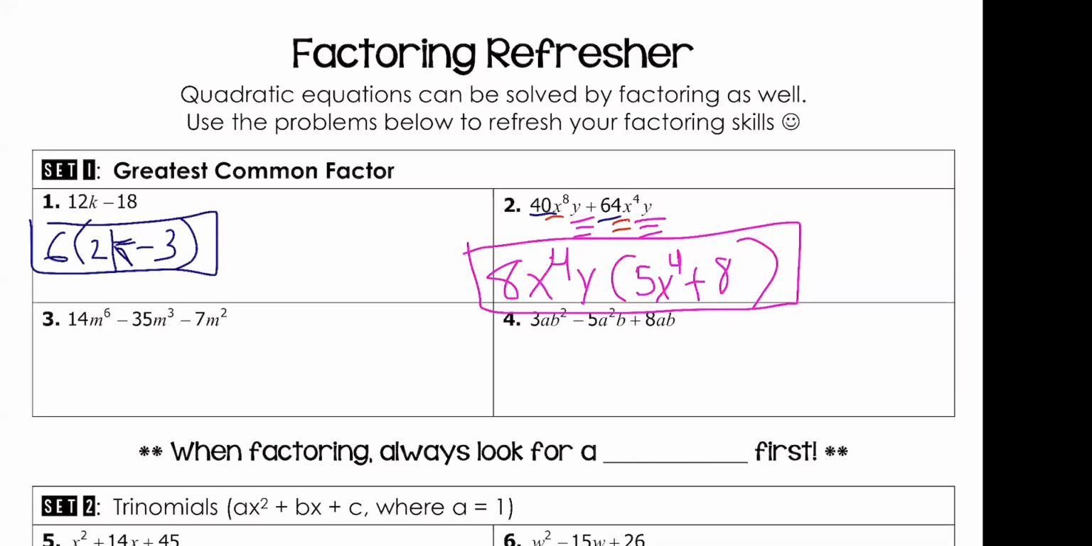But no matter what you're doing, you always want to see if there's a GCF, because if you can pull it out, it usually makes your life a little bit easier. It can turn one of our harder factoring problems into a simpler one. So it's always worth looking to see if you have a GCF between all your terms, because it can make your life easier.